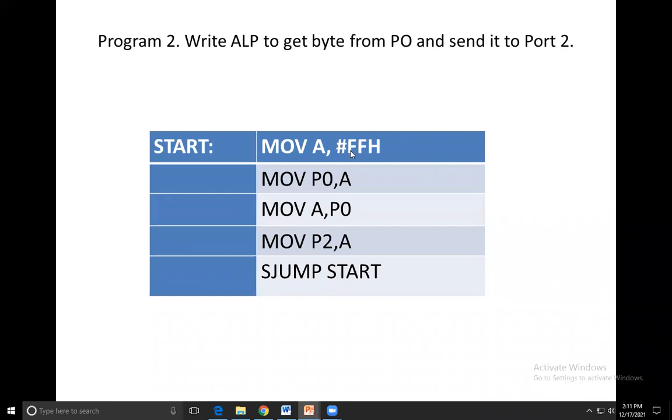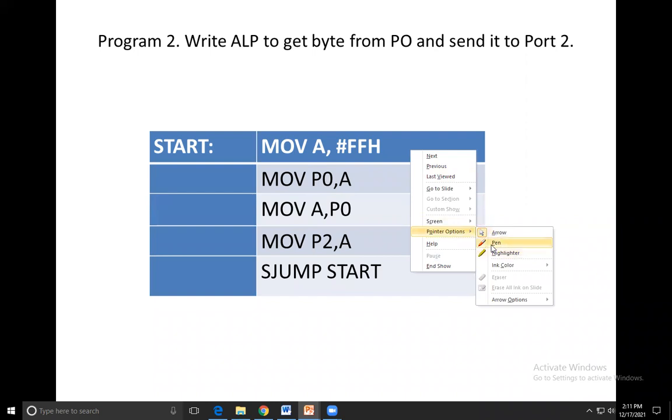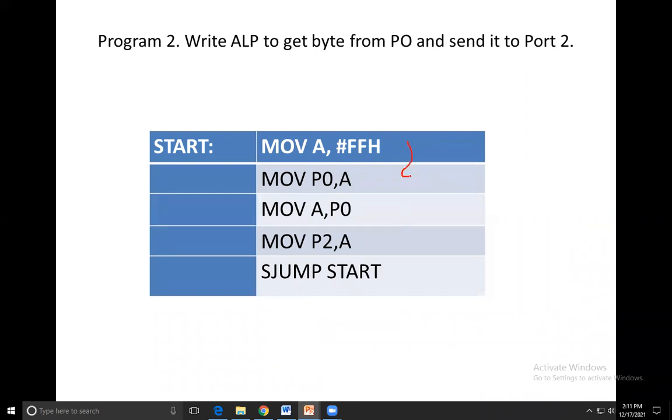So here you take the byte FFH into A, then you transfer A to P0, then you transfer P0 to A. What is the meaning of these lines? See, these two lines are there.